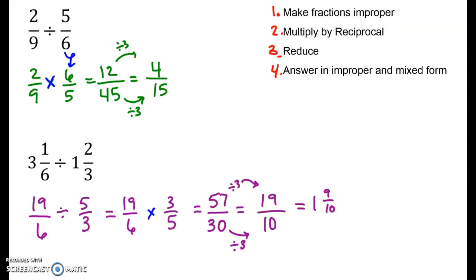Okay, on your own now. There's 2 questions. I'm going to move this one a little bit down for you. On your whiteboards, I would like you to divide 2/9 by 5/6, following these steps on the right. Make the fractions improper if they're not, multiply by the reciprocal, reduce, and answer in both forms. Okay, pause it here. Do these 2 questions, and when you're ready, press play, and the answers will be revealed. Very good.